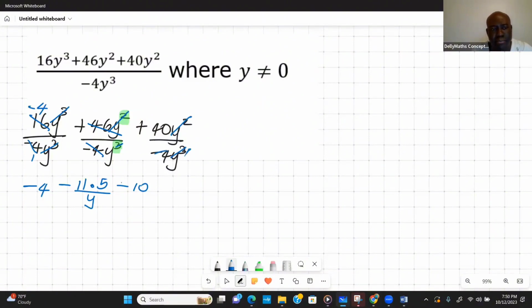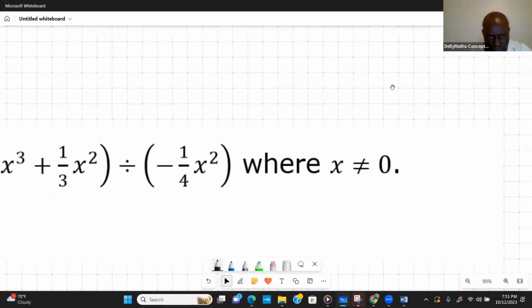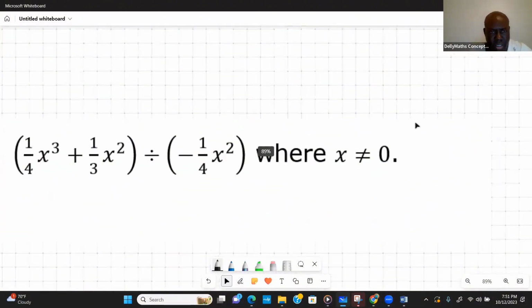So we're looking at having here a y at the bottom. But if you take a closer look at this, we could put this together to form one thing. So finally, this is negative 4. But this is going to give me negative 21.5 over y.